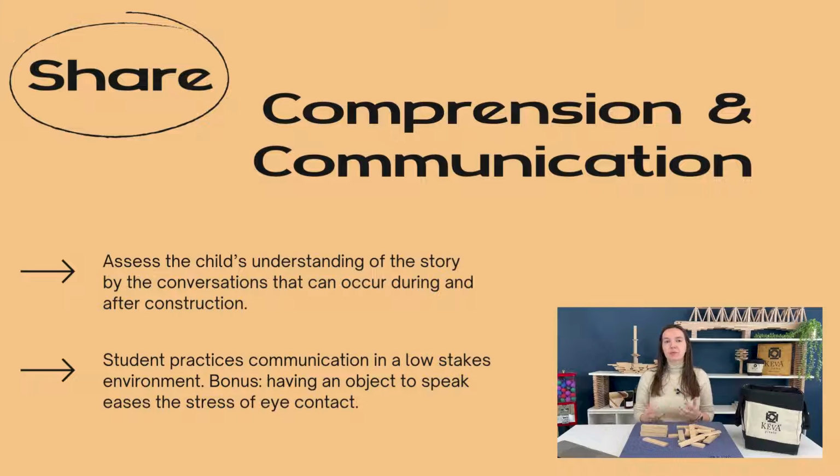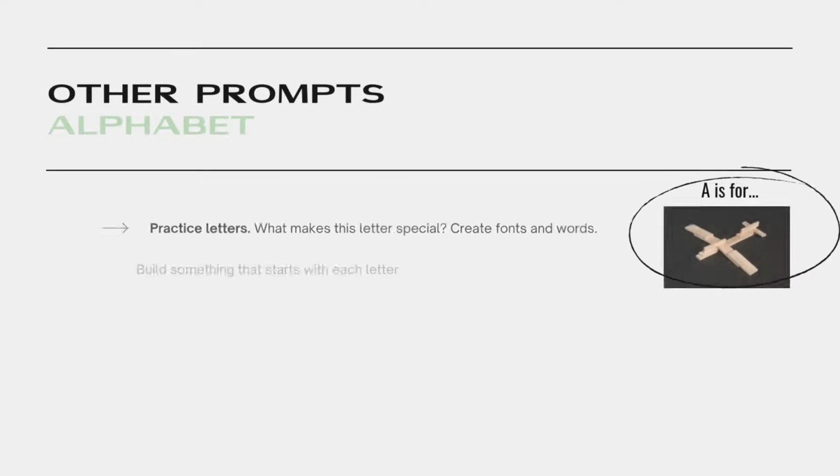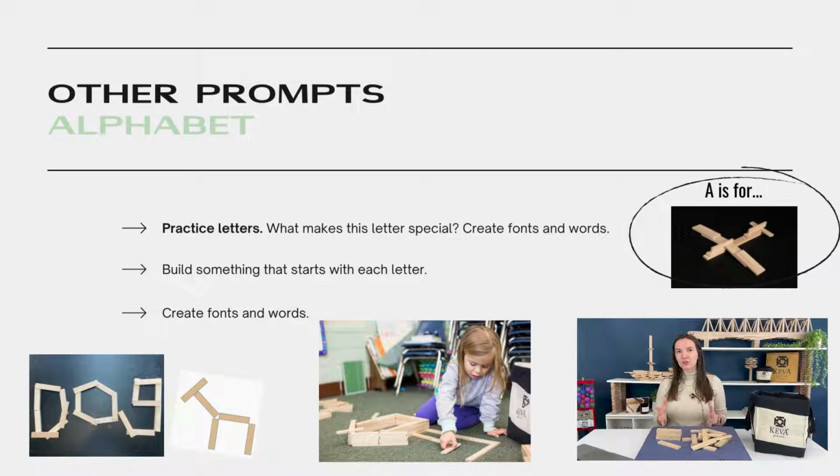I know that with the pandemic, communication and social skills have really taken quite a hit, and so this is a very low-stakes way to practice communication because it gives you something else to look at. If eye contact is really hard, then it kind of gives you something else to distract your brain from the task at hand. Okay, so a couple other prompts that you can mix into your loose parts and literacy.